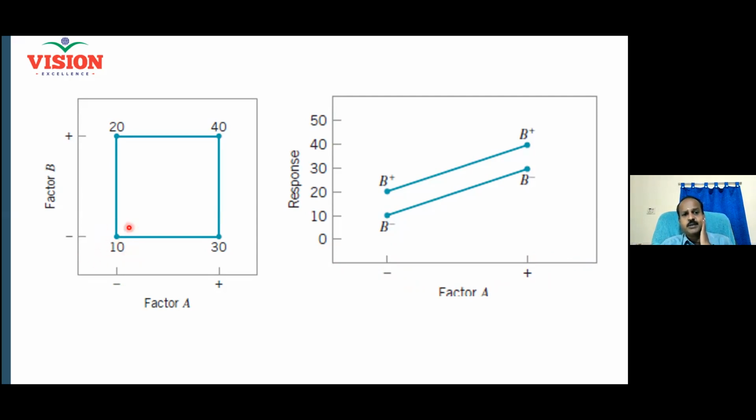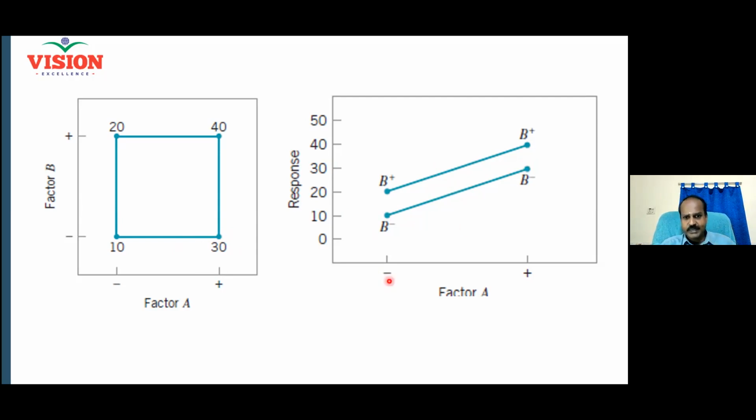A is low, B is low. What is the response you have got? 10. So this point represents your response. That means your response is 10 for both factors at low. And now factor A is at plus, but B, I will keep it at low. A plus, B low. Now what is the response you got? 30. So along 30, this point represents A high, B low. Now I connect these 2 points, B minus to B minus. This is a straight line.